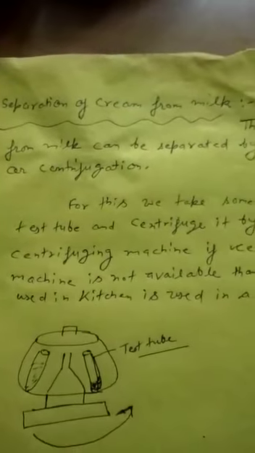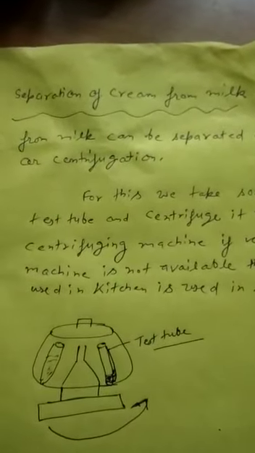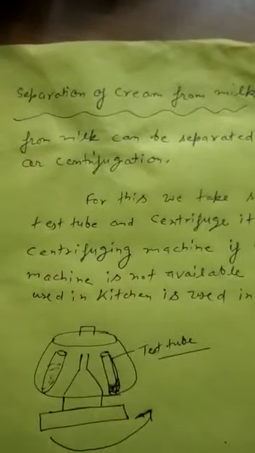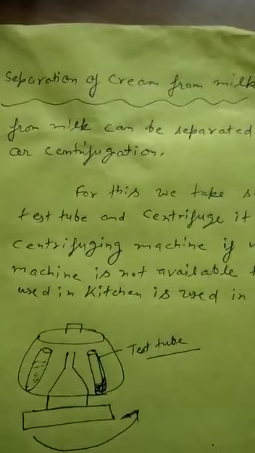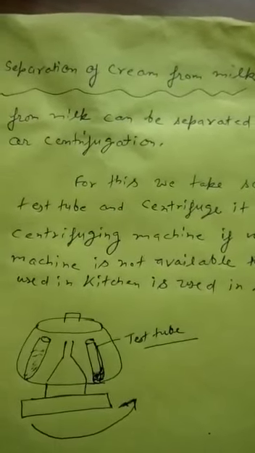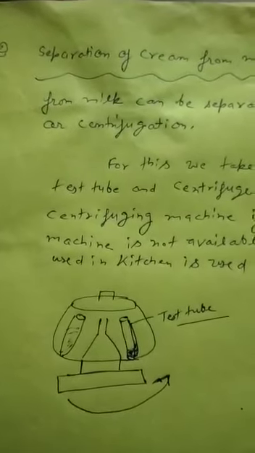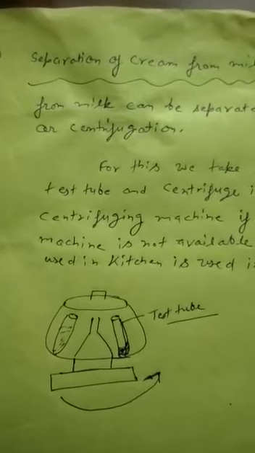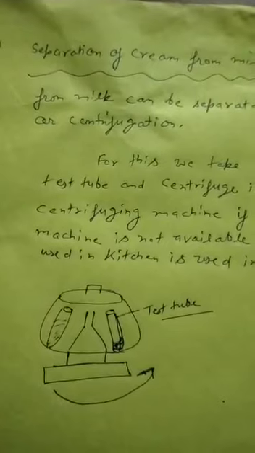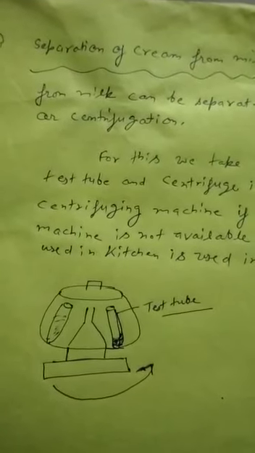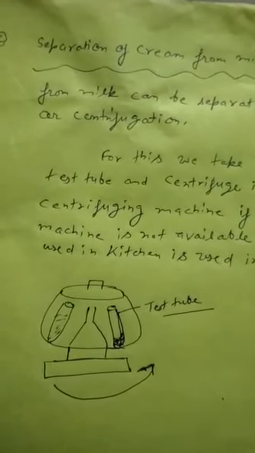Now, that is the separation of cream from milk. It is very common in your home, you have seen, I think. In home we use the churner. Churning is the process, and to churn is defined as to stir or shake milk or cream with intense movements in the process of making butter.